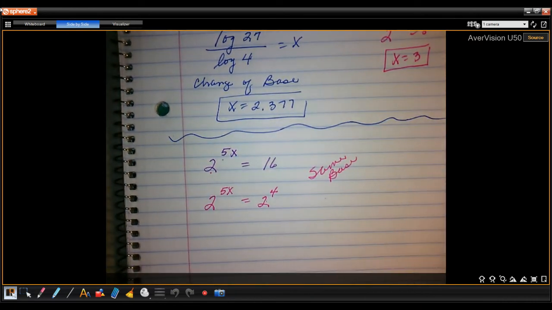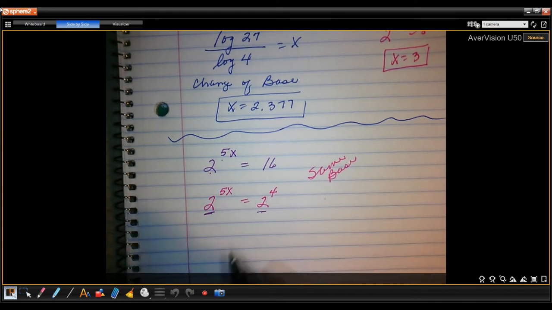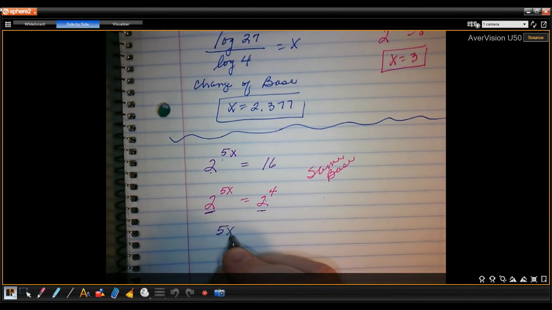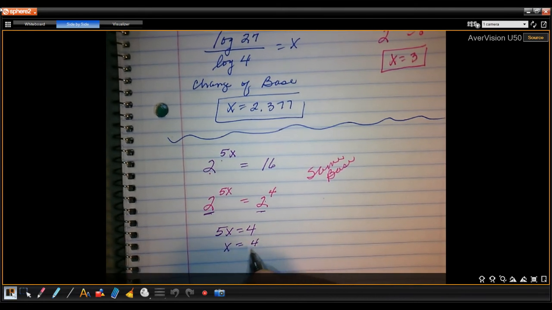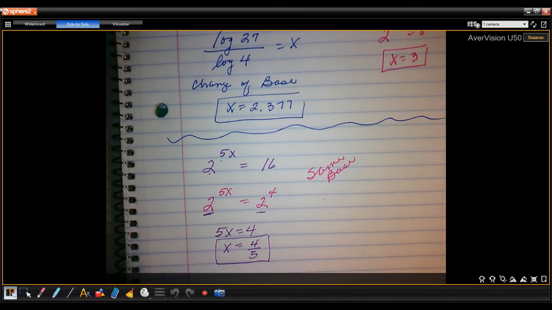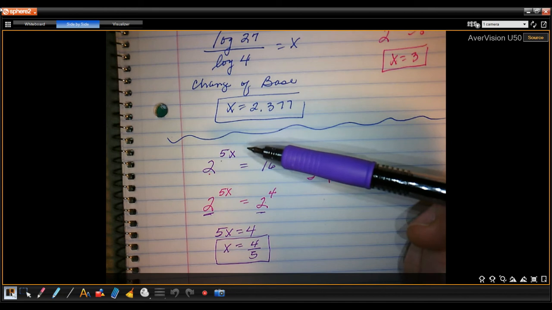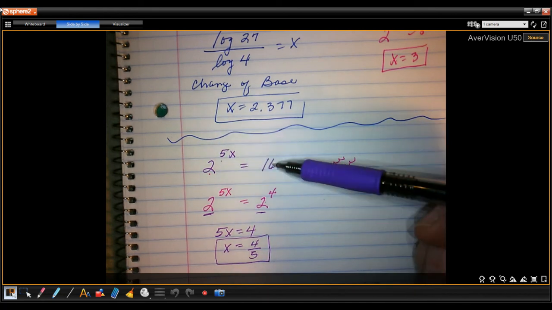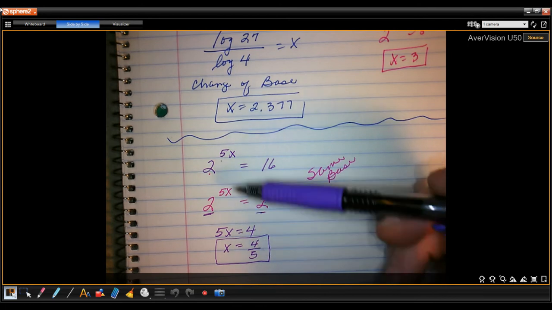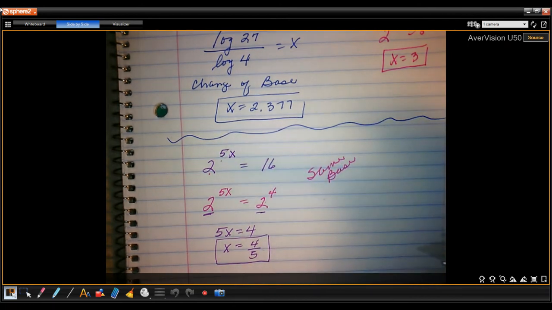Well, you guys remember from Algebra 1, if they're the same base, then you set the exponents equal to each other. So 5x equals 4, x equals 4/5, which makes sense because 2 to the 5th power would be what? 2 times 2 is 4, 8, 32. So 2 to the 5th power is 32. We want something smaller. So 4/5 is x times 5 would be smaller than 5. So that makes sense. Okay.